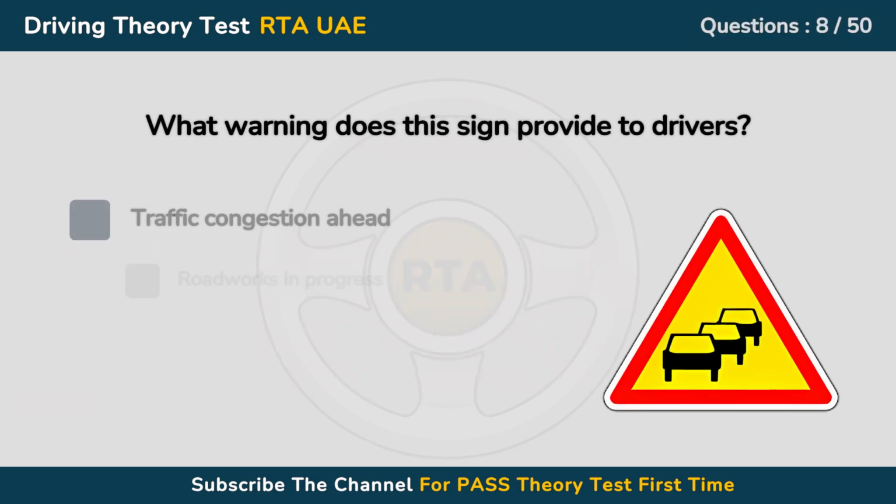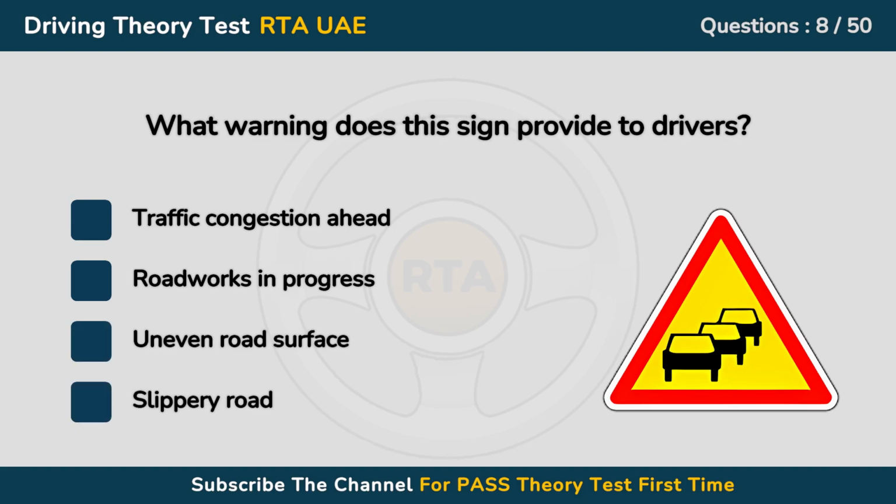Question 8. What warning does this sign provide to drivers? A. Traffic congestion ahead. B. Roadworks in progress. C. Uneven road surface. D. Slippery road.